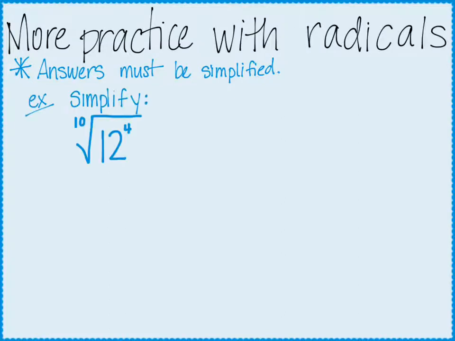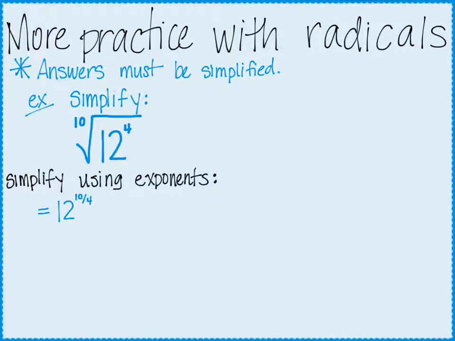This lesson is about more practice with radicals. We're going to talk about the issue of when it's stated that answers must be simplified. It all depends on the method by which we're going to simplify and which method you're asked to simplify with. If you're asked to simplify using exponents, you would change this from radical form into exponential form, which means I would have 12 to the 10 over 4.